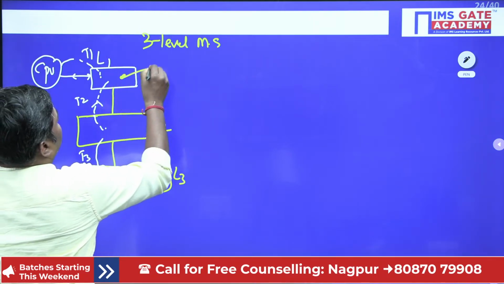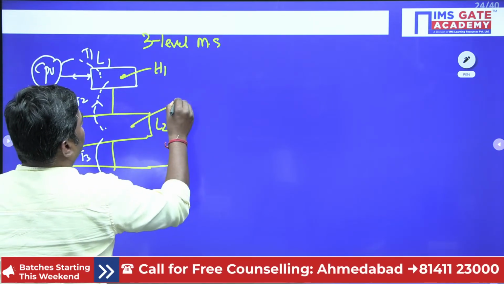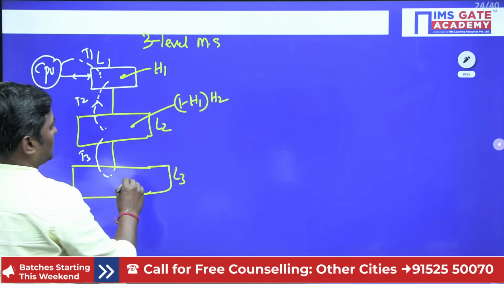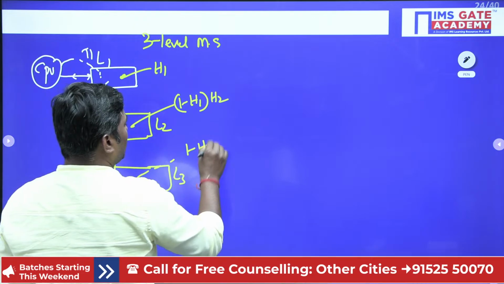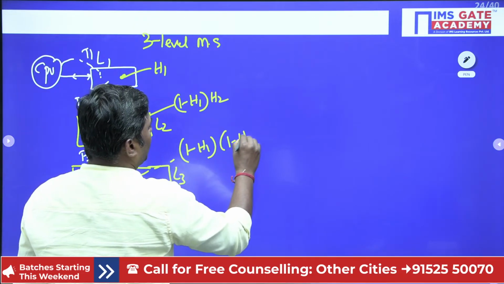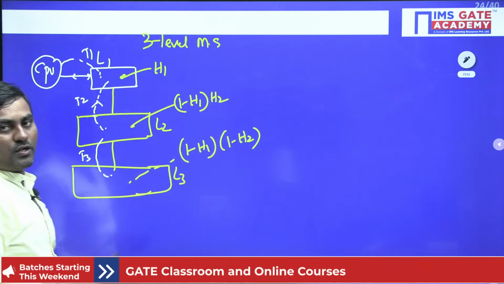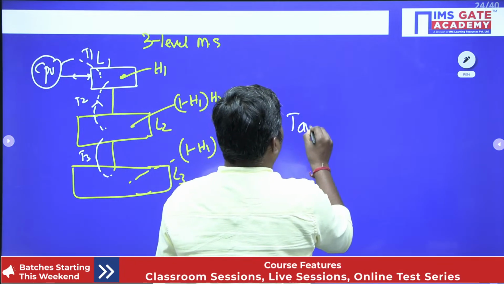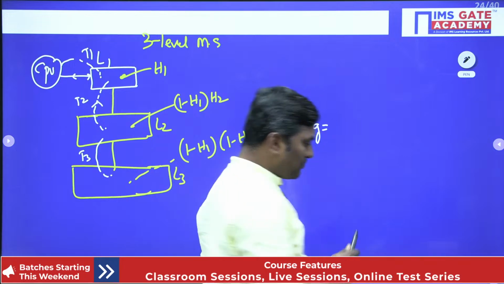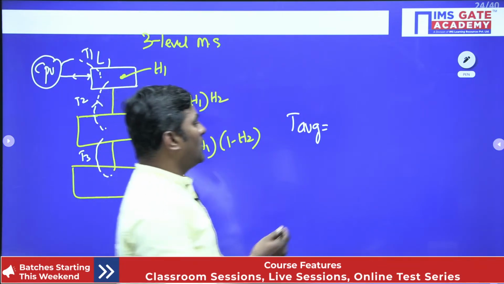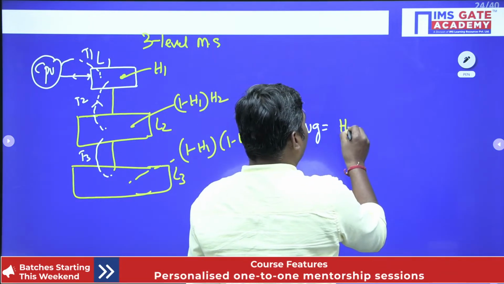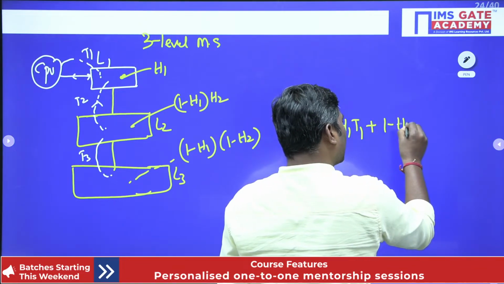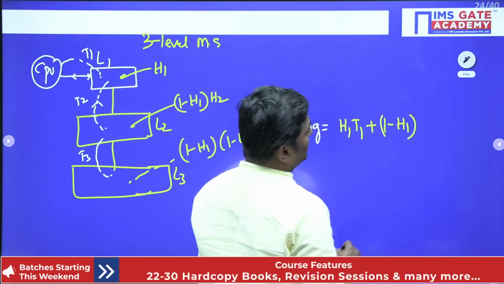And here H1 is the hit ratio, and this is 1 minus H1. If you take H2, this is 1 minus H2, and then this is level 3. With this consideration, how to write the expression? Please understand, all of you. T average. First, where to search? H1. If it is present, T1 is required. If a miss occurs, 1 minus H1.